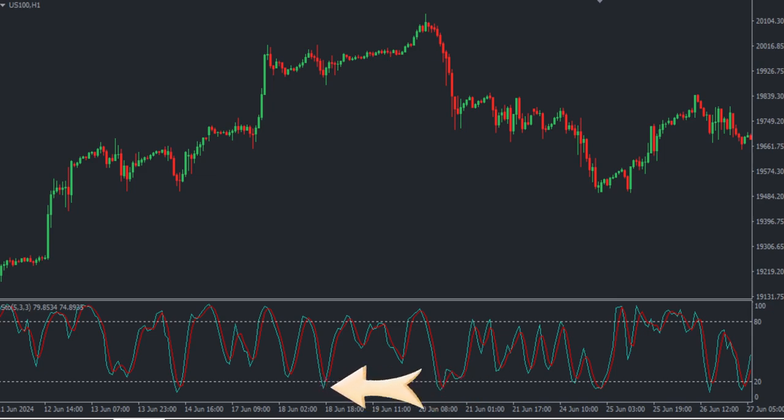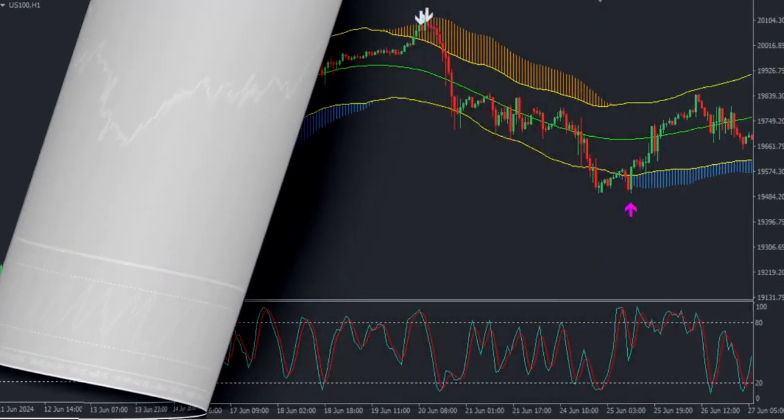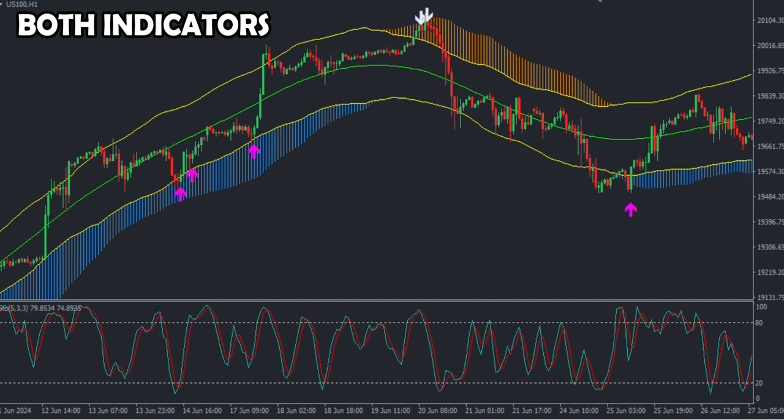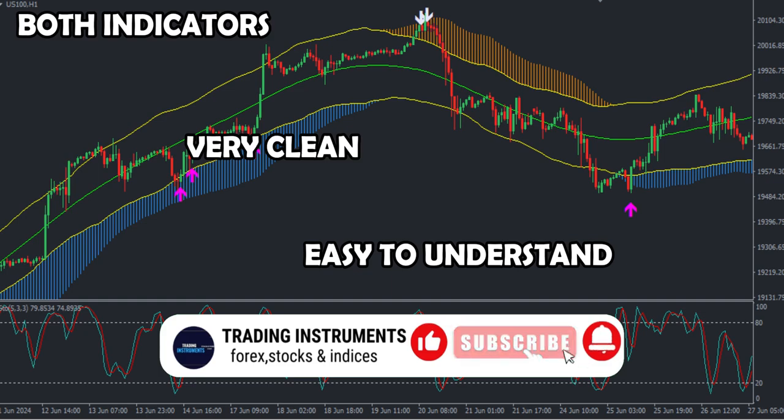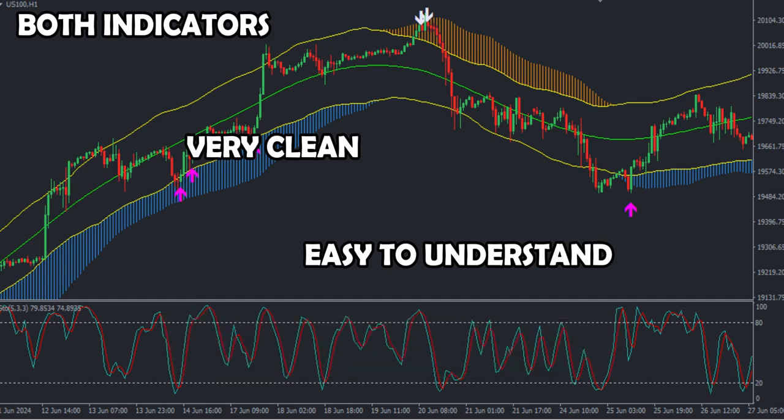Now the next step is to load both indicators onto one chart. Guys, this is how our charts will look after loading both indicators. As you can see, our charts are very clean and easy to understand, and that is key to being a successful trader. Now the key question is, how do we trade using these indicators? I can assure you guys, it's going to be very easy, very simple and effective.